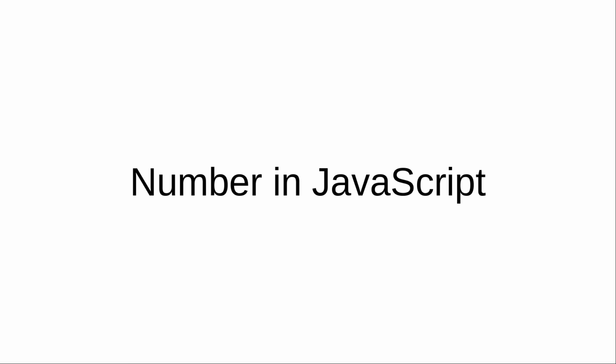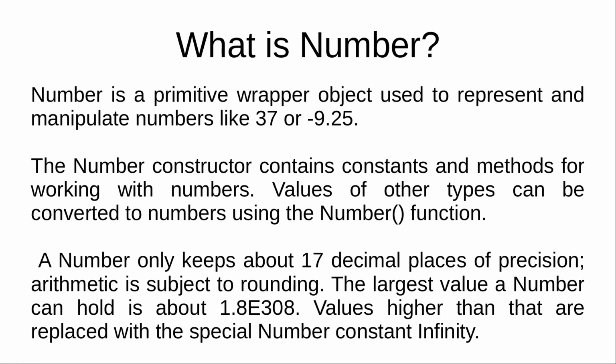In this video training we will be learning about number in JavaScript. So what is a number? A number is a primitive wrapper object used to represent and manipulate numbers like 37 or minus 9.25. The number constructor contains constants and methods for working with numbers.